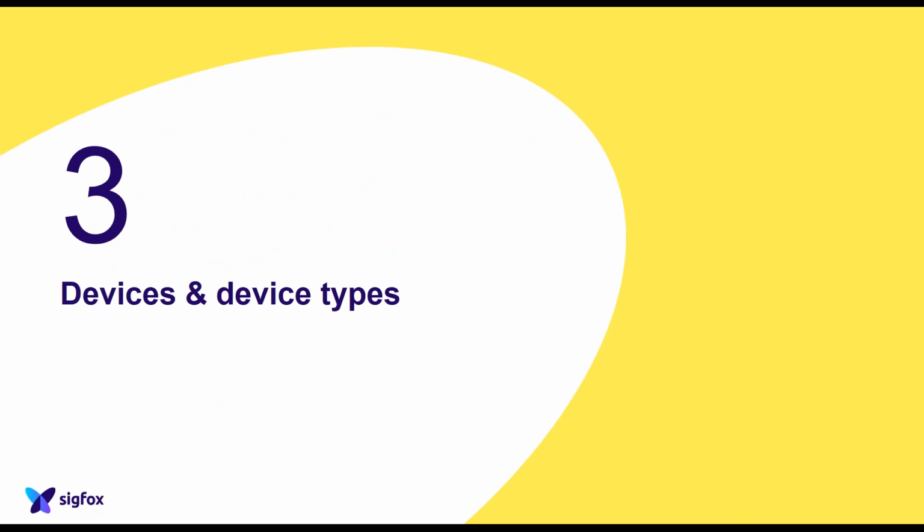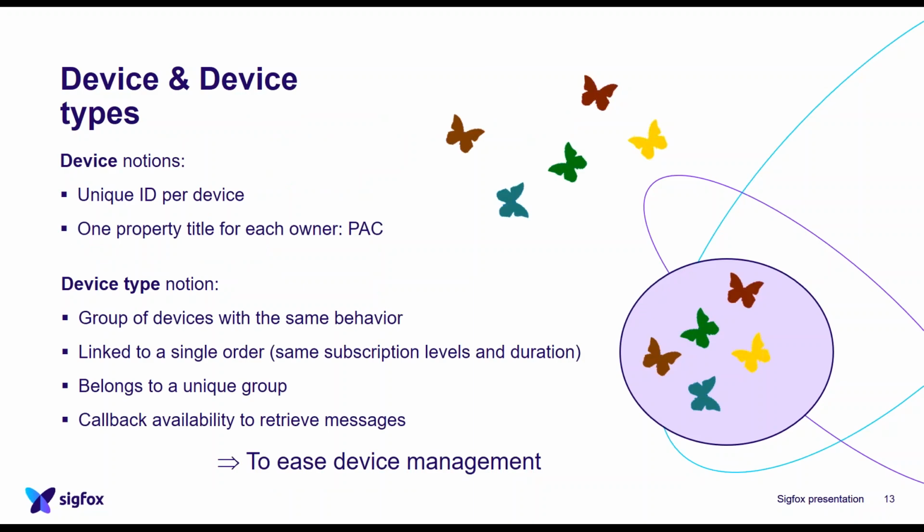Now we'll explain a little about device and device types. Inside Sigfox, we have added the notion of device type because the aim of IoT is to have a large number of devices that are connected. It's not convenient at all to manage them one by one. So we have this notion of device types, which is a family of devices. Those families are a group of devices with exactly the same behavior. They are linked to the same order, the same contract in terms of subscription level and duration, and they belong to one unique group.